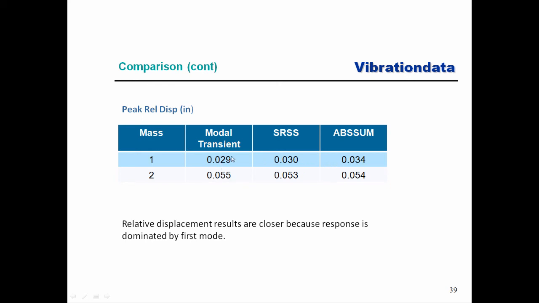those values are, for shock and vibration analysis purposes, very close to one another. So again, I guess if we want to be conservative, we'd go with the absum values. Although in this case, the modal transient was 1/1000th of an inch higher, which is just a trivial difference.